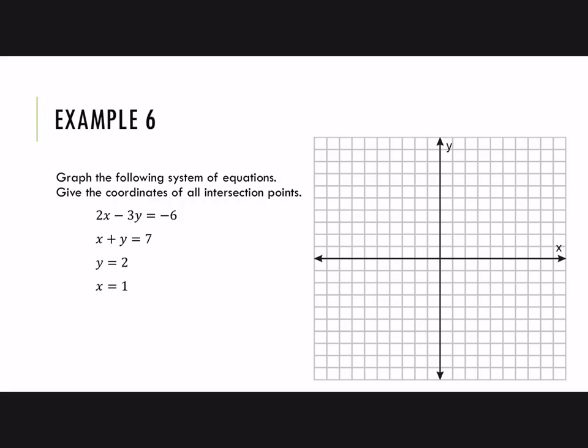Alright, so the first one, 2, 3, 6, right away I noticed that 2 and 3 are factors of 6. So this looks like it's going to be easy to try to find the intercepts. So I'm going to start with that. If I make x a 0, then I have negative 3y equals negative 6, and then y is negative 2. Okay, so I have the point (0, negative 2) makes that equation true. And similarly, if I have y as a 0, then I end up with 2x equals negative 6, and then x is negative 3.